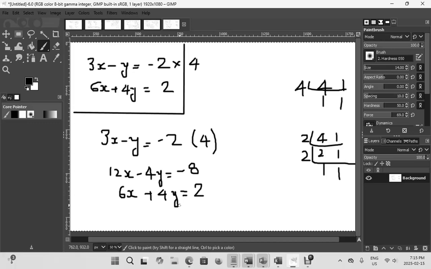The reason why we need to make sure the coefficient is the same in both equations is to be able to cancel them out to figure out your x. Because remember, in order for you to solve the value for x, you will need to isolate your x. So -4y plus 4y cancel out, which means that 12 plus 6 is 18x equals -8 plus 2, which is -6.